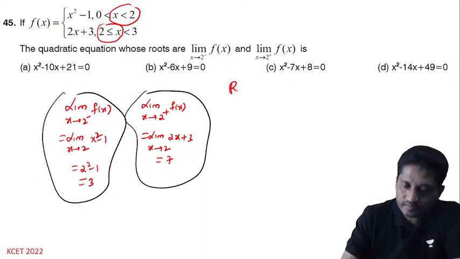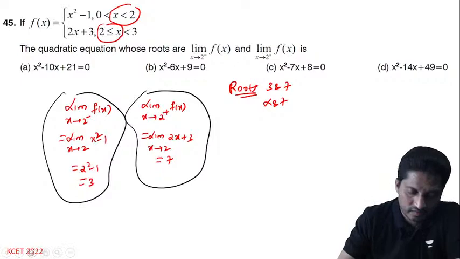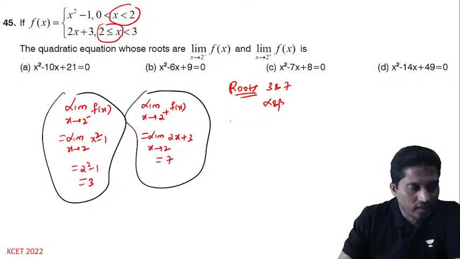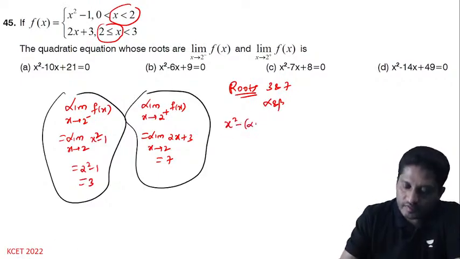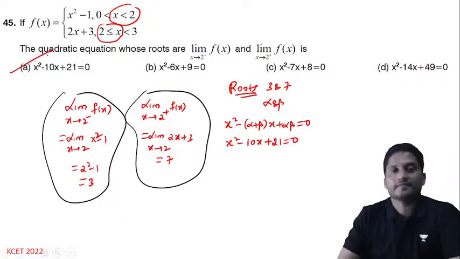Okay, now the roots are 3 and 7. So the quadratic equation will be x square minus (a plus b) into x. Whenever the roots are alpha and beta, the quadratic equation is x square minus (alpha plus beta) into x plus alpha beta equal to 0. That is x square minus 10x plus 21 equal to 0. Right, answer is option A.